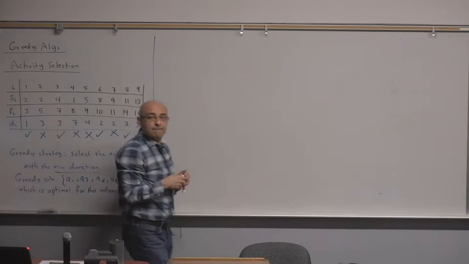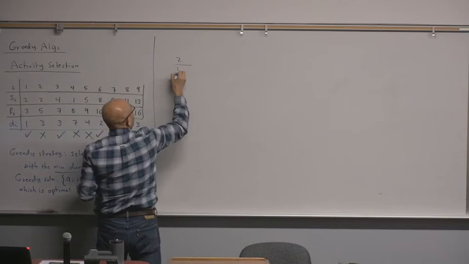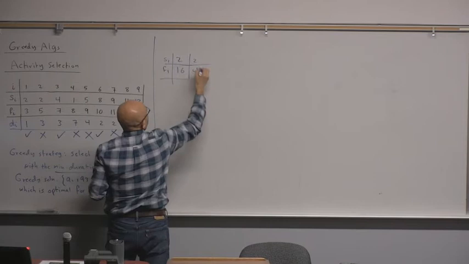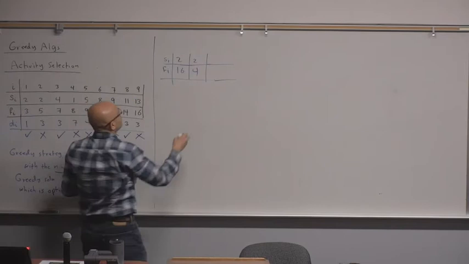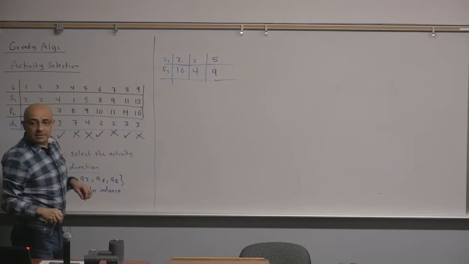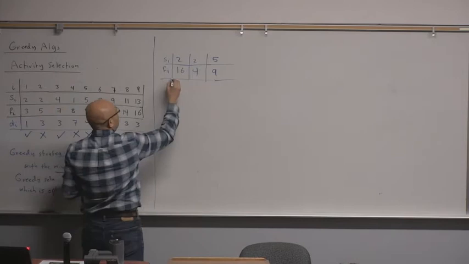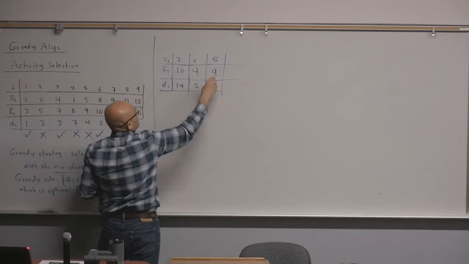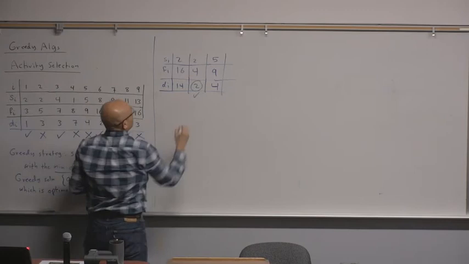Between 2 to 16. Okay. So 2 to 16. And then 2 to 4. And 5 to 9. Okay. Why does this break this algorithm? So what are the durations here? The durations here are 14, 2, and 4. So the minimum duration is going to be this, 2 and 4.